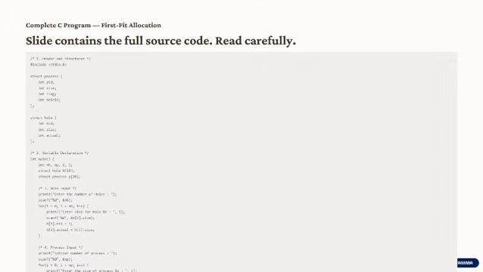Next, the process structure, struct process. It stores the information about each process. Size stores the memory size required by the process. Flag tells whether the process is allocated or not. Hole ID stores the number of the hole allocated to the process.